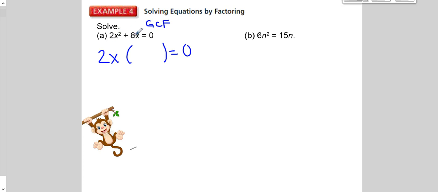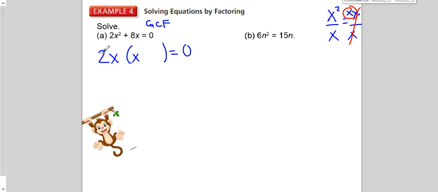Now, divide each one of these terms by 2x. 2x squared divided by 2x is x, because 2 divided by 2 is 1. That goes invisible. X squared divided by an x. Well, that's x times x divided by x. One of the x's from the top cancels out one of them on the bottom. We end up with an x left. So x squared divided by x is just x.